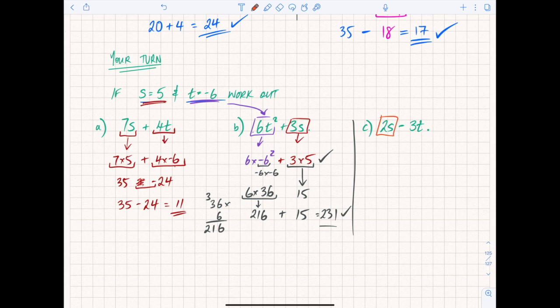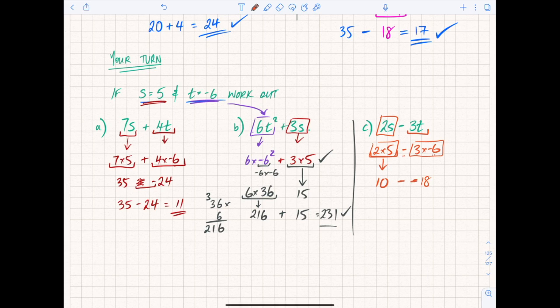2s, or s is 5. So 2 times 5. And then 3 times t is just 3 times minus 6. And we've got our minus there. So we've got our boxed parts again. No indices involved, so I can go straight away with the times. 2 times 5 is 10. And then we're doing 3 times minus 6, which is minus 18. Because one positive, one negative. Bring this negative down again.